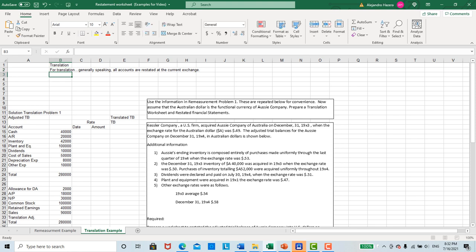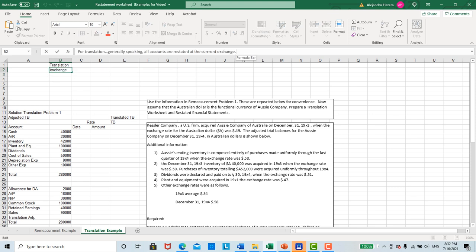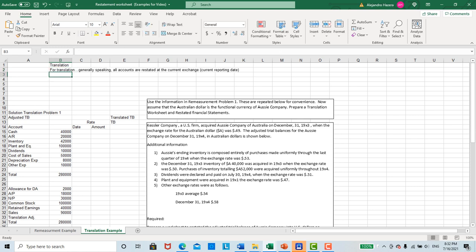That means the exchange rate at the time of the balance sheet date, whatever date you're looking at, the reporting date. Current reporting date. Then a couple more things. It can be called a restatement adjustment, but we call it a translation adjustment. The translation adjustment goes to net income.